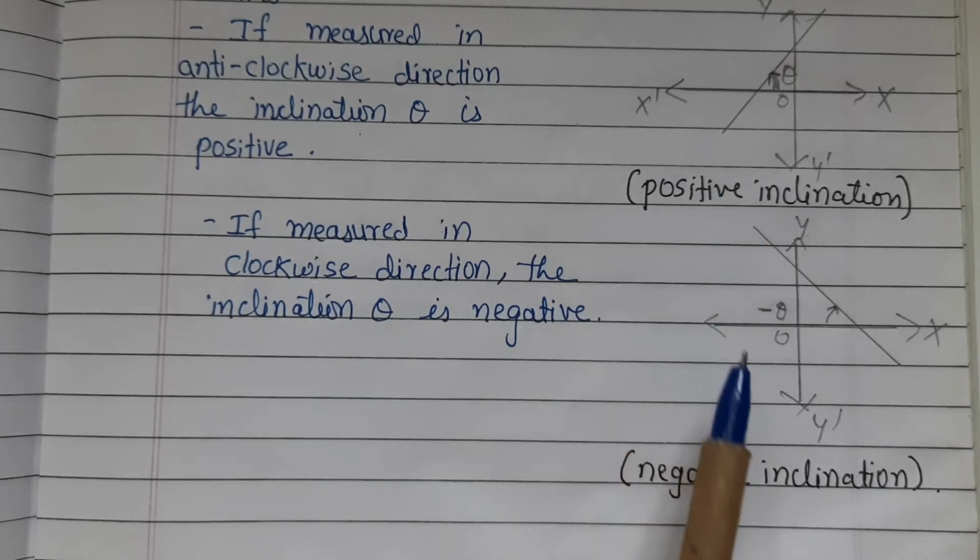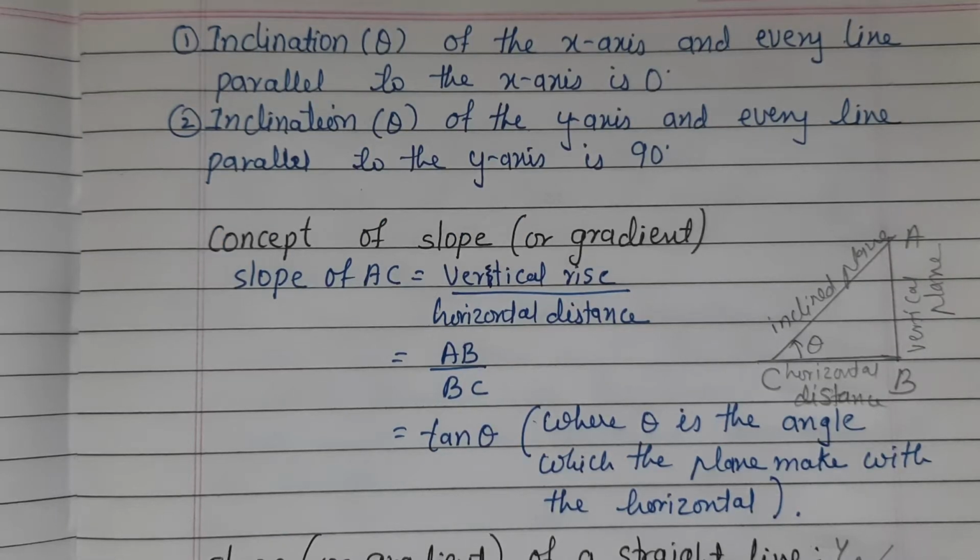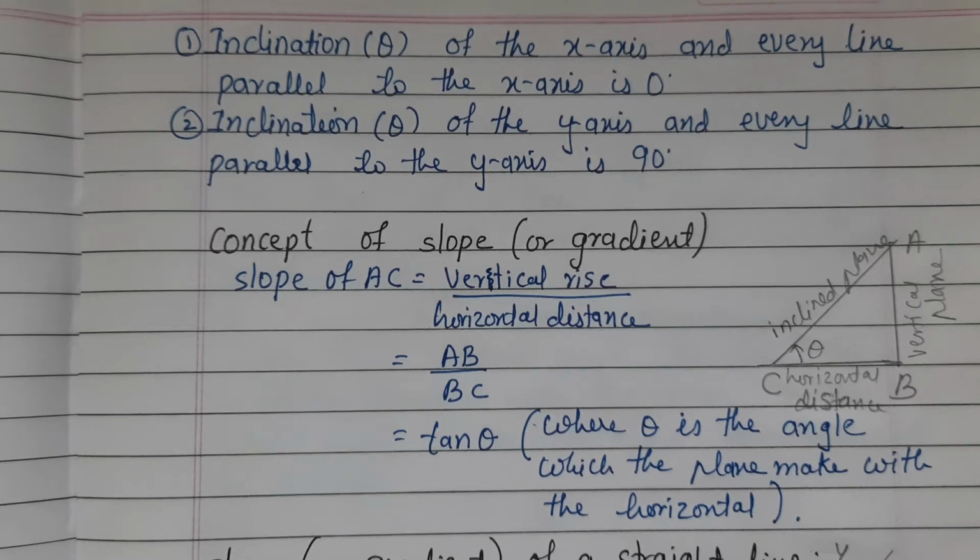Positive inclination, negative inclination. First point, the inclination theta of the x-axis and every line parallel to the x-axis is 0. Second point, the inclination theta of the y-axis and every line parallel to the y-axis is 90 degrees.